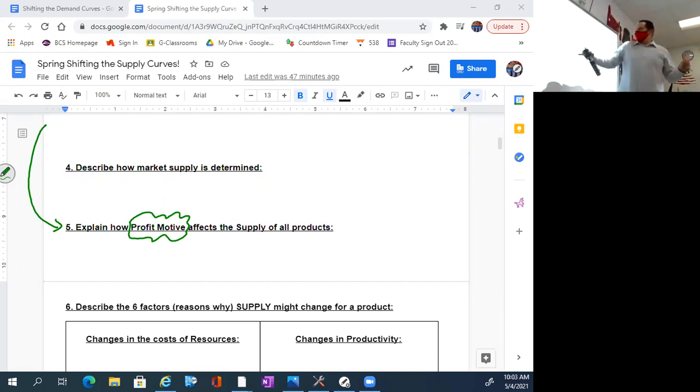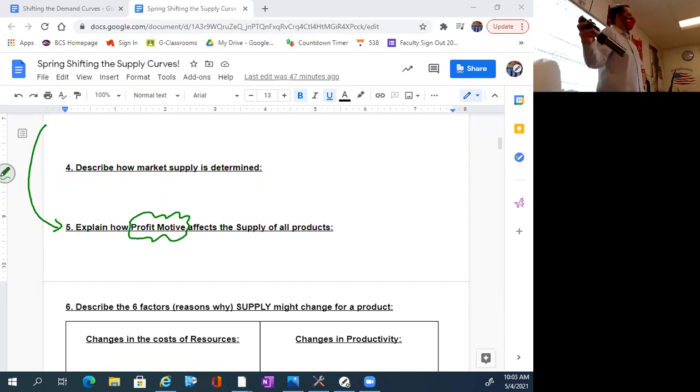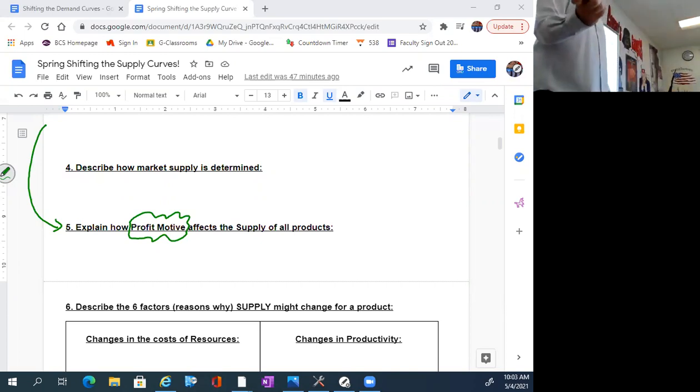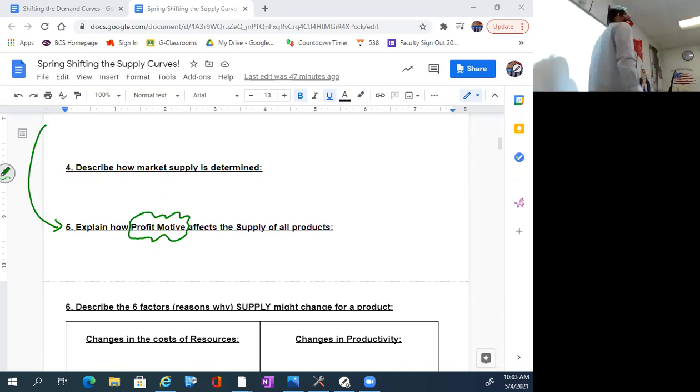So that's why this one is so important, 5, profit motive. Explain it and how it affects supply. This is simple. The more money you're able to make, the more you're willing to produce. I'll say it again. The more money you are able to make, the more you are willing to produce. That is profit motive. It motivates you to wake up in the morning. It motivates you to produce.